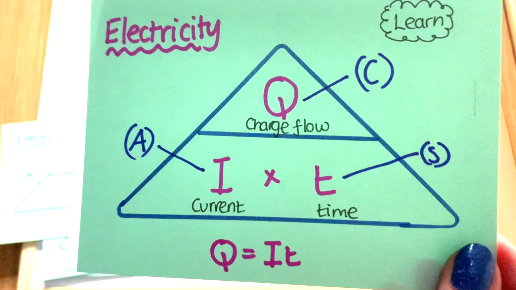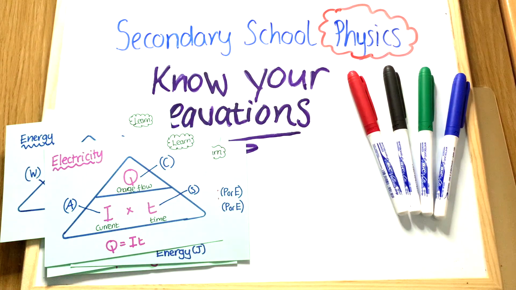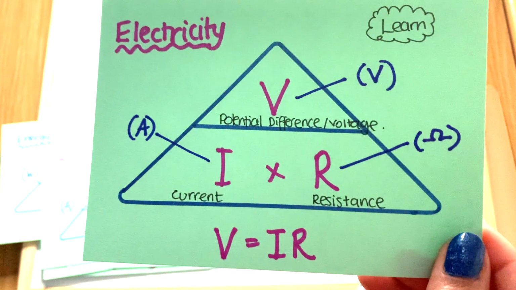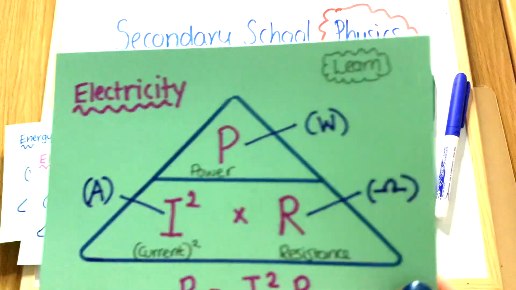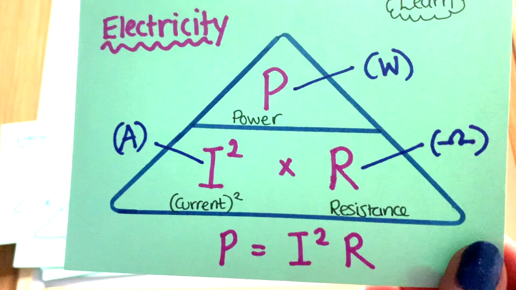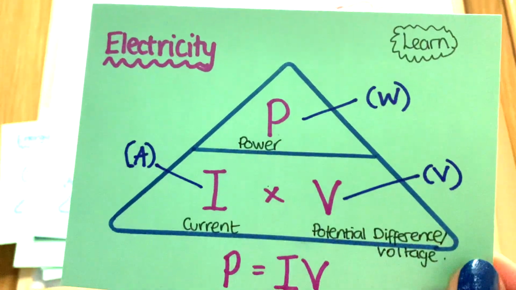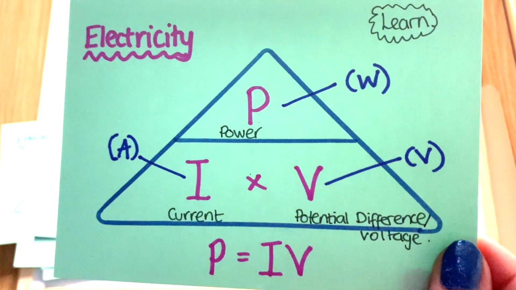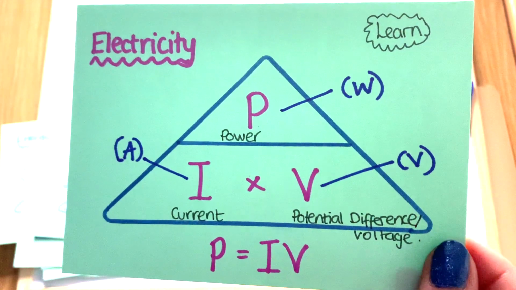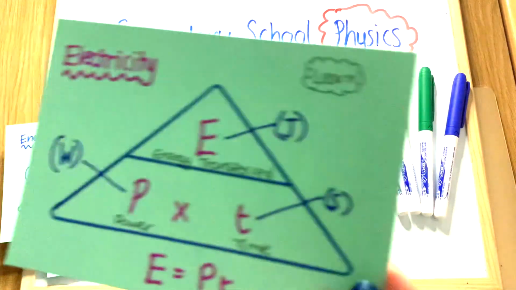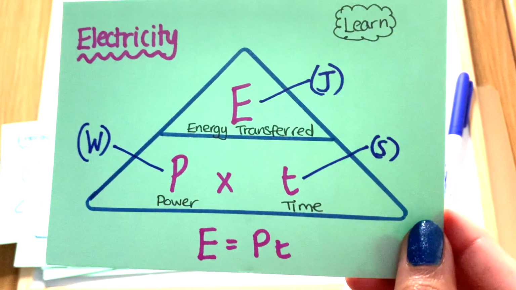Now the next topic is electricity, and charge flow is current times time. Voltage is current times resistance. Power is current squared times resistance. Power is current times voltage, and remember, voltage is also potential difference. Energy transferred is power times time, the same as in the energy topic.